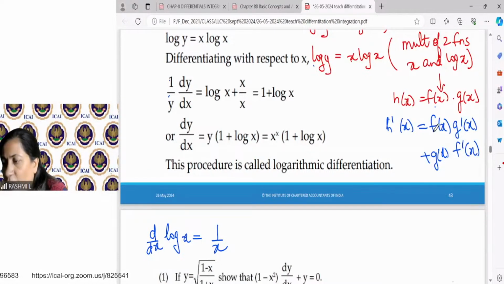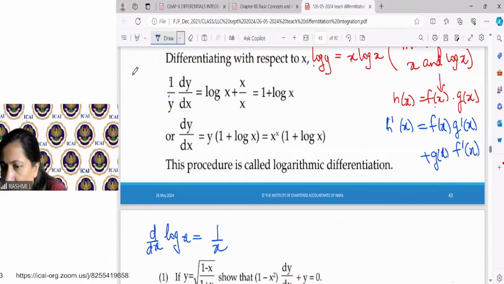So first function into derivative of second. What is the second function? And second function into derivative of first. So log x plus x upon x. If you want, I will write it down here. This is equal to 1 upon y dy by dx. Okay, the derivative of log y is 1 upon y dy by dx.